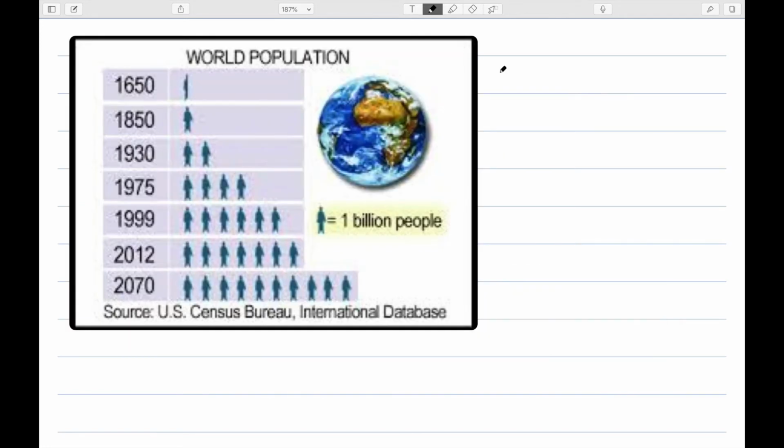In some pictographs, a single icon may represent more than one object, like we see here. Here, every little person represents 1 billion people. And so this would be another example of a pictograph where not every icon represents one object.